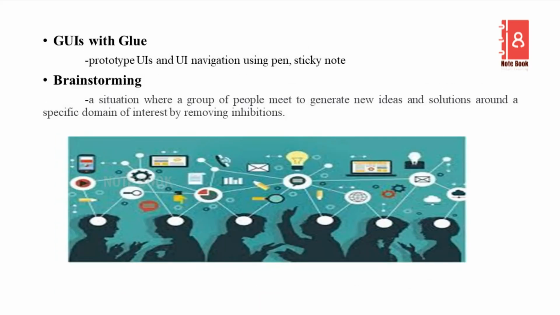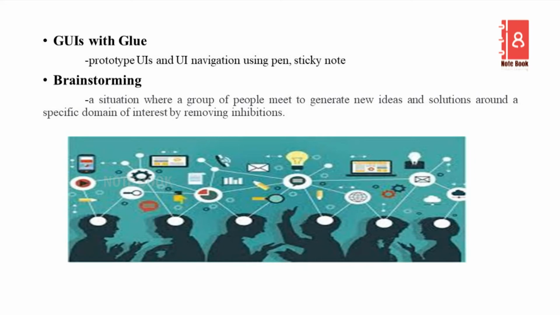Another practical agile requirement tip is to first prototype UIs and UI navigation using paper, pen, sticky notes, and so on. This is a well-known technique, and the most favorite is Lukas Hohmann's GUIs with Glow, which uses large sheets of paper to represent the web pages or windows and places small blue sticky notes on these sheets to represent the information and pink sticky notes for UI controls.